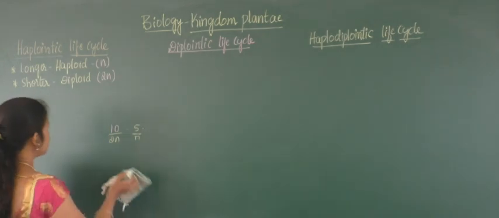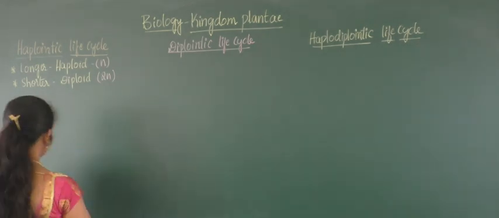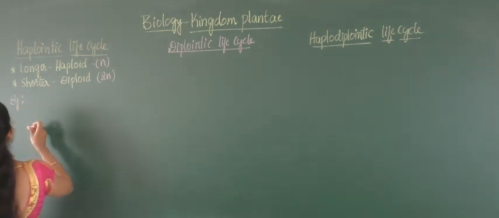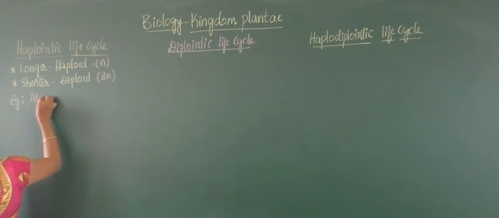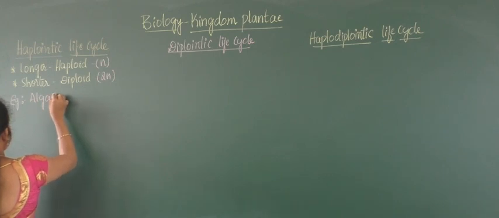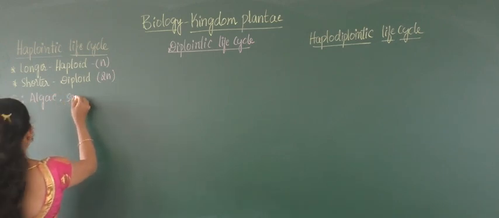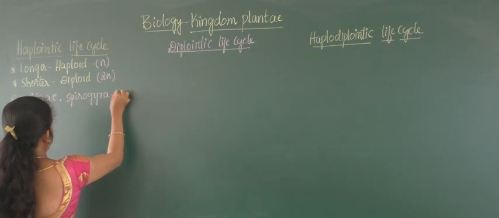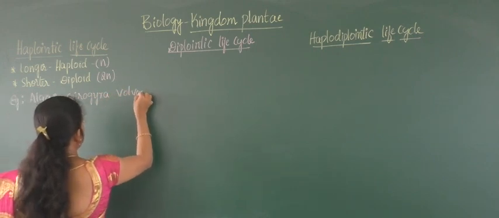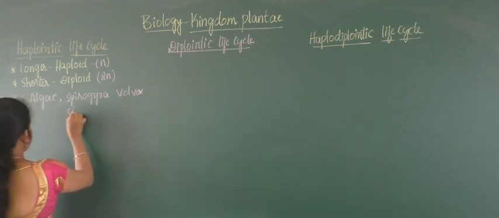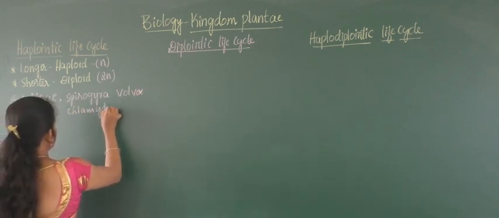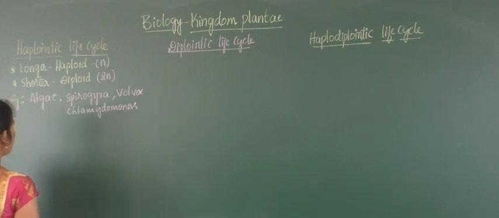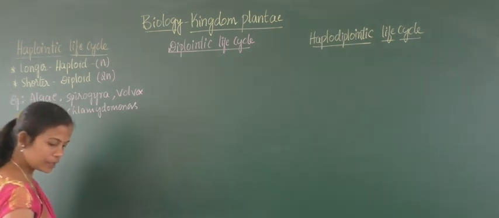Here we will write down the life cycle now. First we will take up the examples which exhibit the haplontic life cycle: almost all algae except a few, algae like Spirogyra, Volvox and Chlamydomonas exhibit the haplontic life cycle, and the diagram shows this.